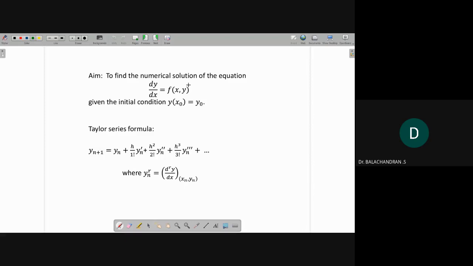To find the numerical solution of the equation dy by dx equal to a function of x comma y, given the initial condition y of x naught equal to y naught, this is the Taylor series formula: y n plus 1 equals y n plus h by 1 factorial into y n dash, that is the derivative at y n, plus h square by 2 factorial into y n double dash, plus h cube by 3 factorial into y n triple dash, and so on. Here y n's r-th derivative is d r power y by dx r at the point x n comma y n.